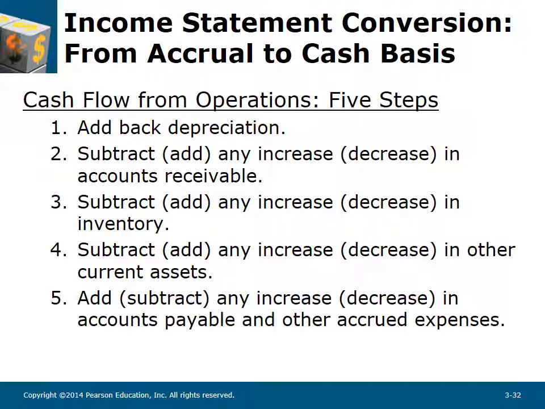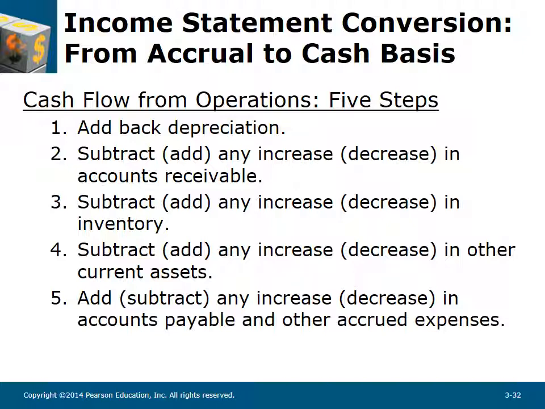They add back depreciation that's on the income statement to the net income. We subtract any increase in an asset, like accounts receivable or inventory. If it's a decrease, we add it. If there's an increase in a liability, current liability, like accounts payable or accrued expenses, it's an increase in cash. We would add that amount, that increase. And when I say increase or decrease, I mean from the beginning of the year to the end of the year.